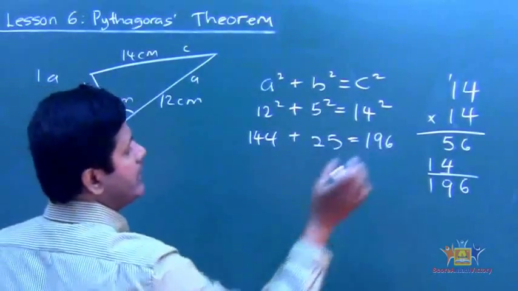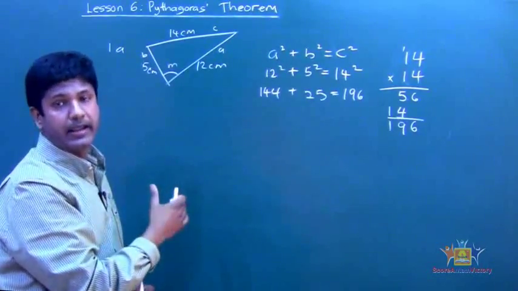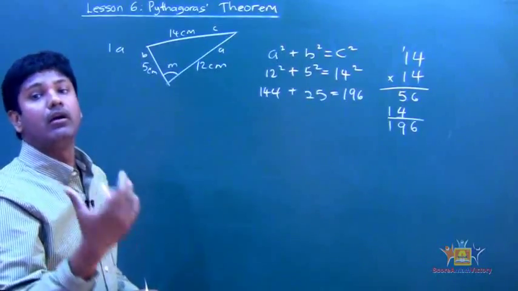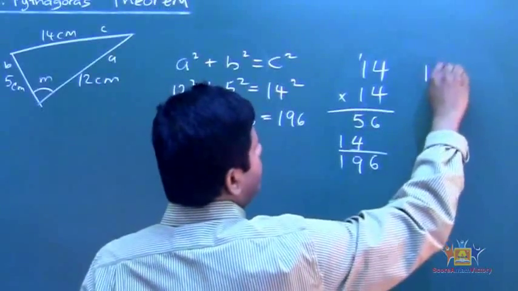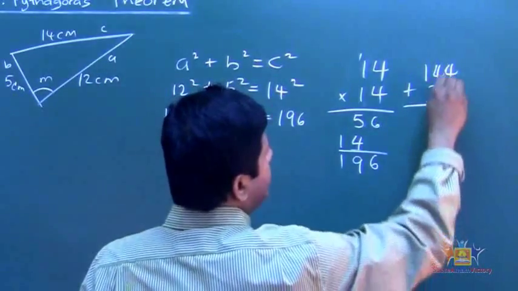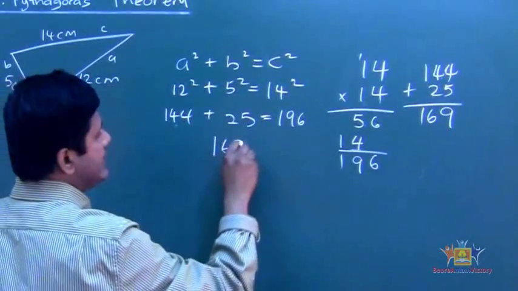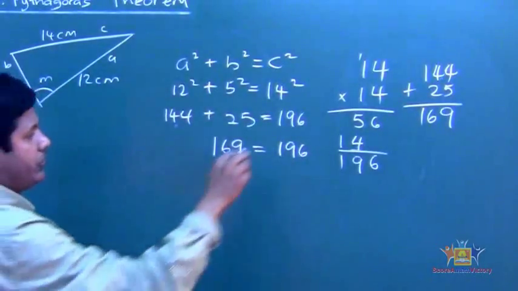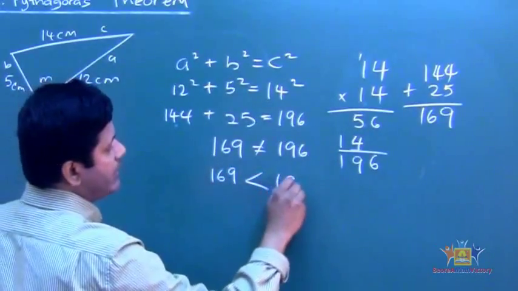If that gives you 196, that makes it what type of triangle this is going to be? Right angle triangle. If it's not, we're going to decide whether it's an obtuse angle or acute angle. Okay, so let's add 144 with 25. So 144 plus 25. 4 plus 5 is 9. 4 plus 2 is 6. And then bring 1 down. So it gives you 169, and this is 196. Are they the same? No, they're not the same. That means 169 is smaller than 196.